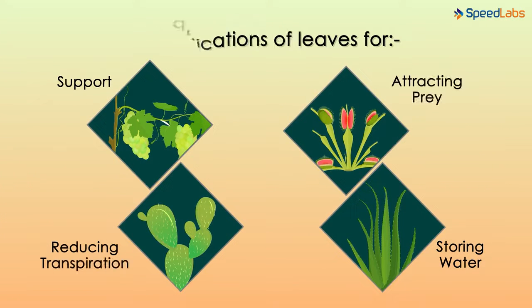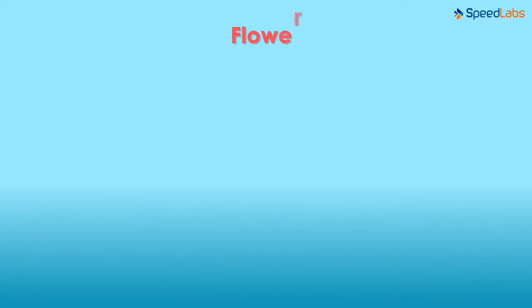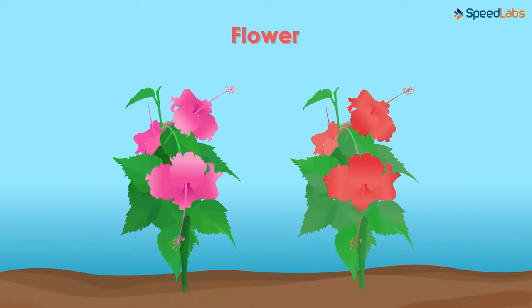Now we can see that the different modifications of leaves are useful to the plants in various ways. The next organ we need to study is a flower. Flowers are the most important part of a plant body and they help in reproduction. Next, we will be introduced to flowers.